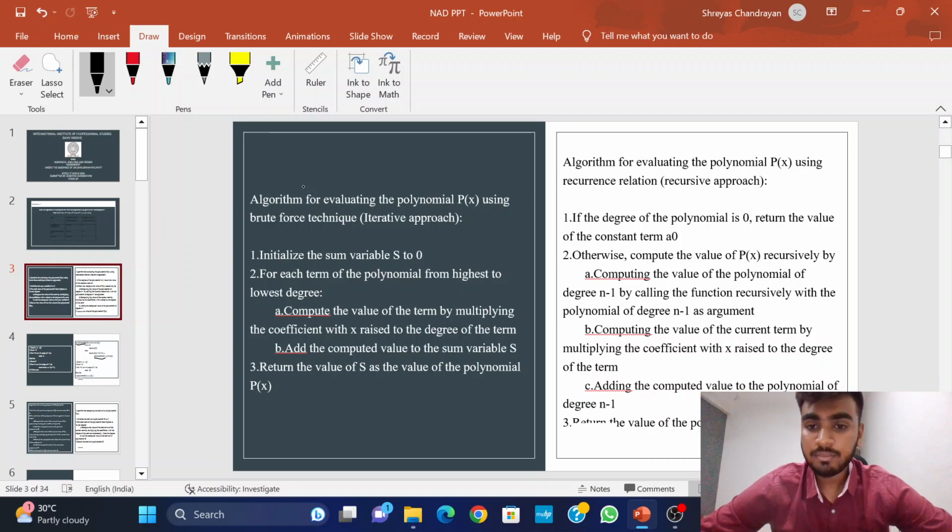Here's the algorithm for evaluating the polynomial P(x) using a recurrence relation, which is also known as the recursive approach. If the degree of the polynomial is 0, then return the value of the constant term a0. Otherwise, compute the value of P(x) recursively by computing the value of the polynomial of degree n-1 by calling the function recursively with the polynomial of degree n-1 as argument. Compute the value of the current term by multiplying the coefficient with x raised to the degree of the term, then add the computed value to the polynomial of degree n-1. Then return the value of polynomial P(x).